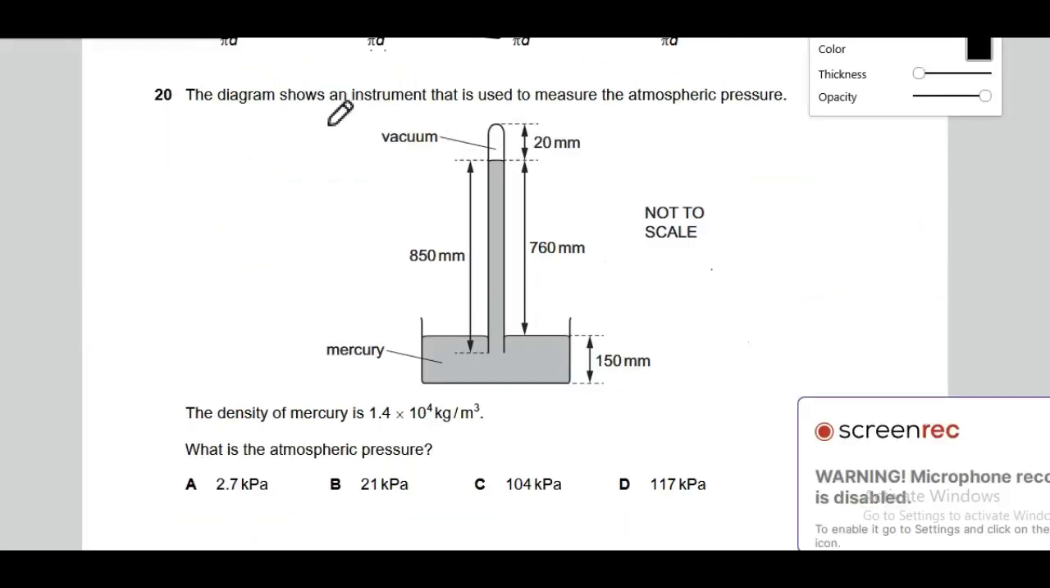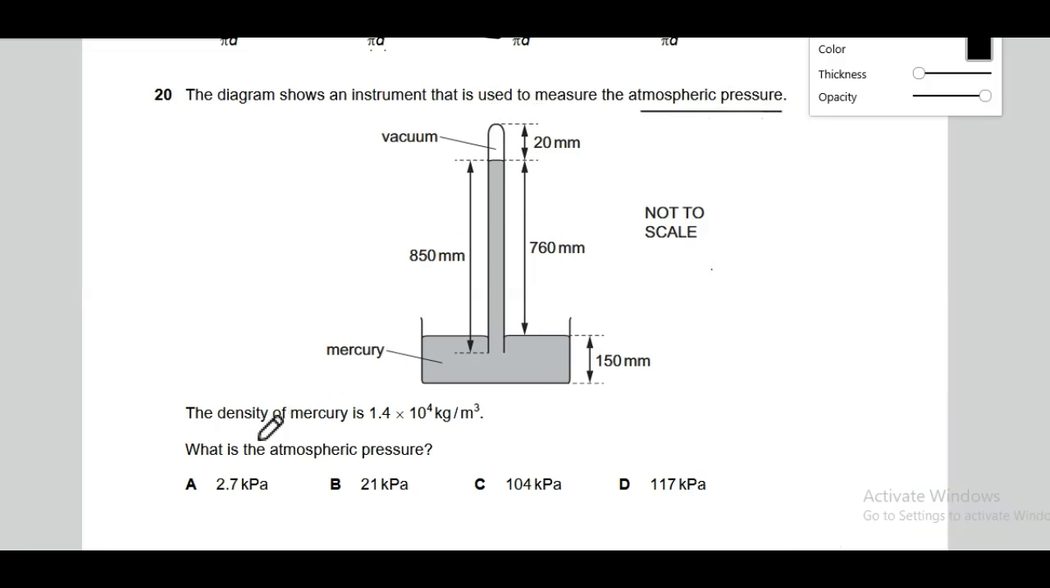Question 20. The diagram shows an instrument that is used to measure the atmospheric pressure. So this is a barometer. The density of mercury is 1.4 multiplied by 10 to the power 4 kg per meter cube. What is the atmospheric pressure? So the atmospheric pressure can be calculated by P is equal to h rho g.